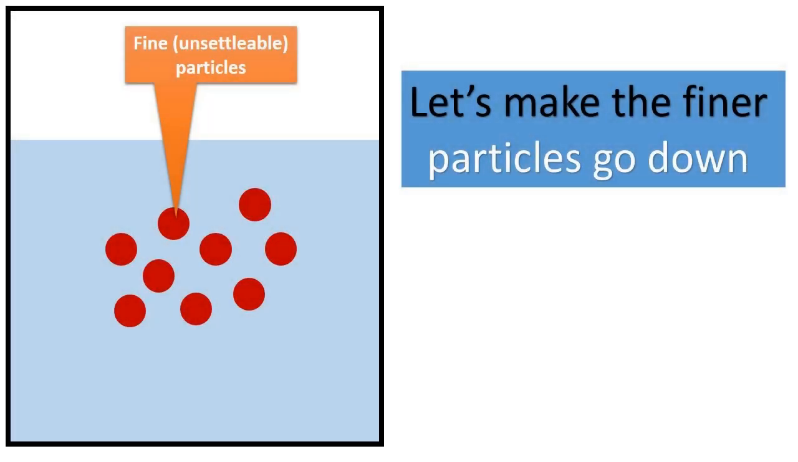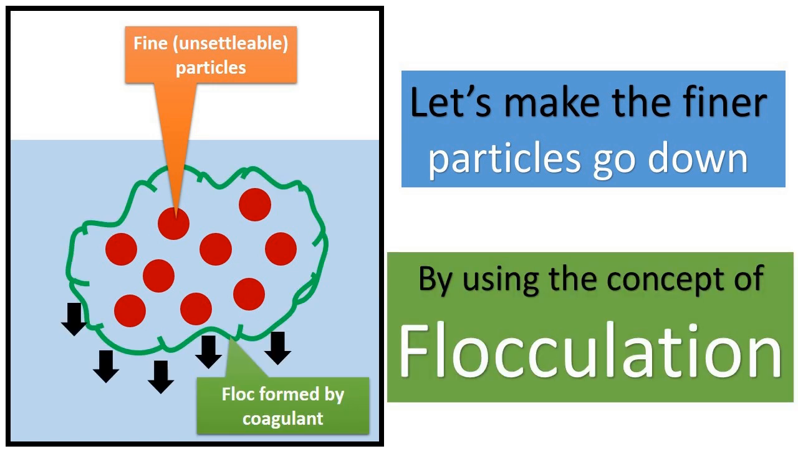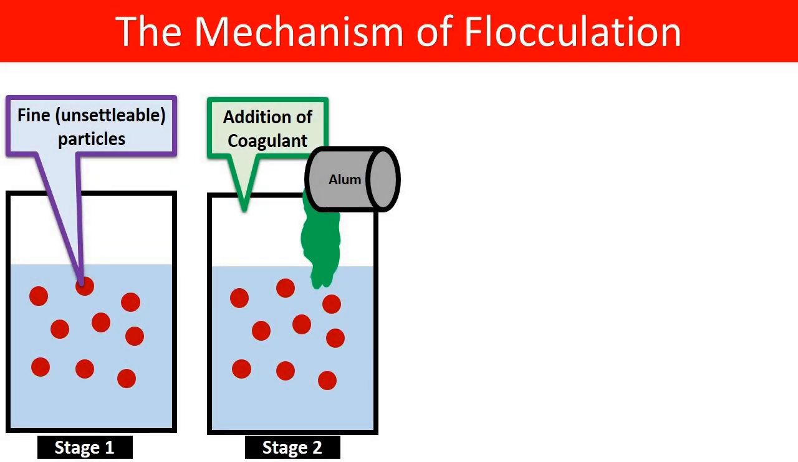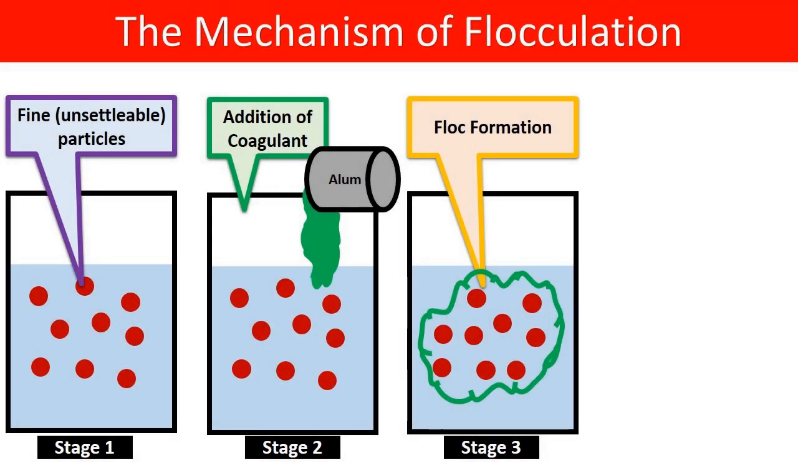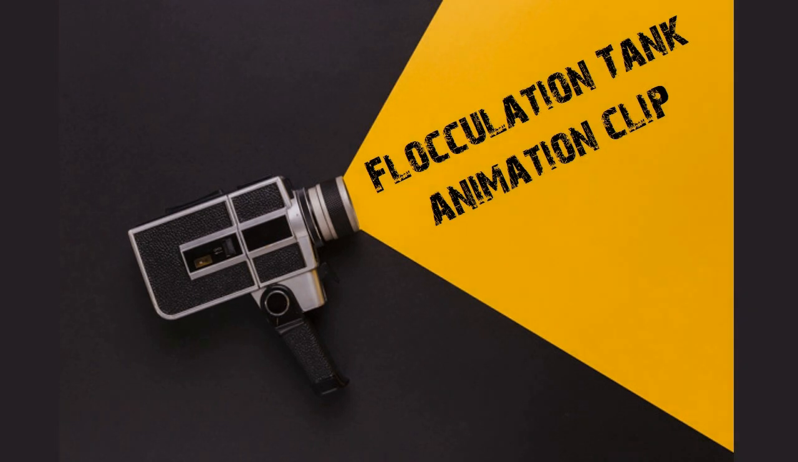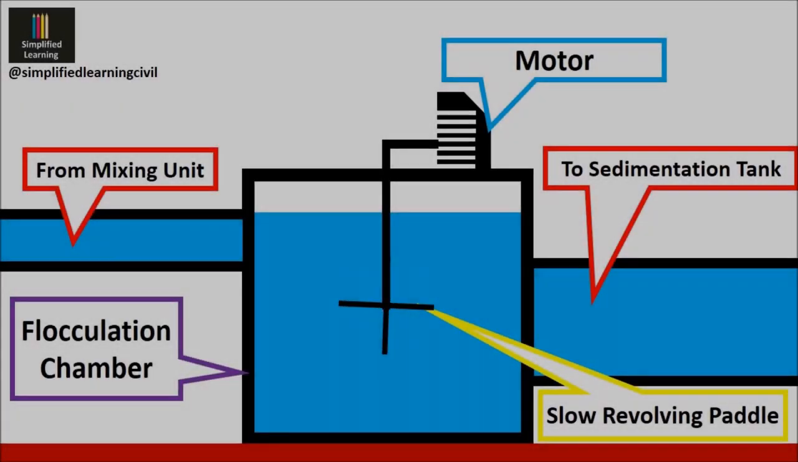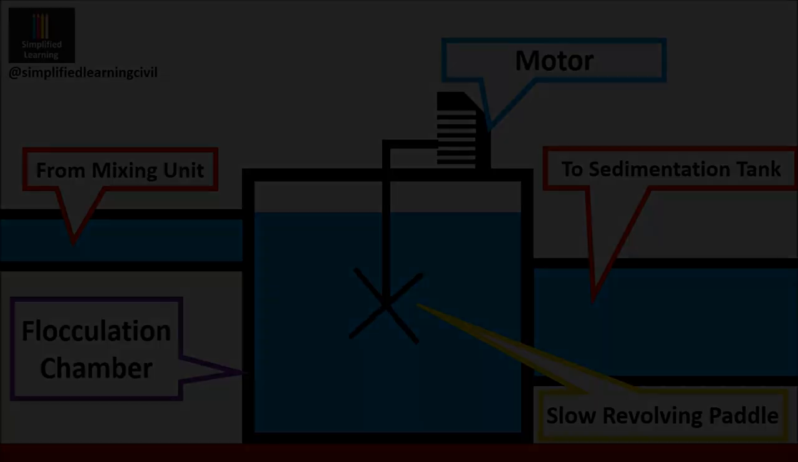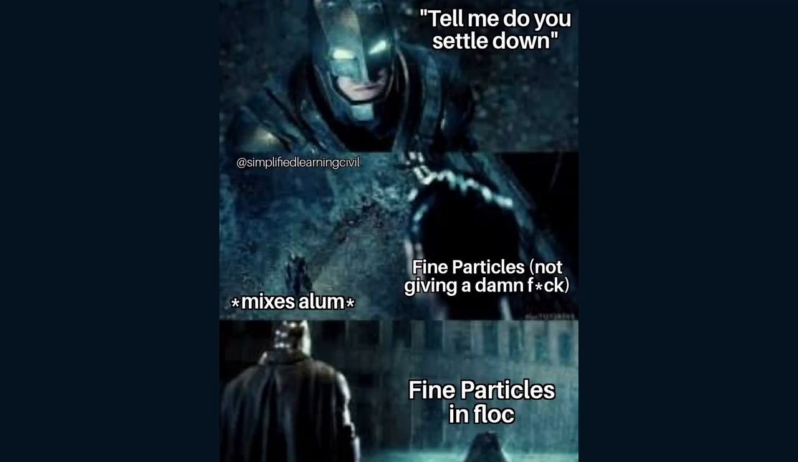In order to make the finer particles in wastewater settle down, we go for flocculation. In flocculation, aggregates or simply flocs of particles are forced to form by causing collision between them, by mixing a coagulant, and the slow paddles in the flocculation tank aid the floc formation. Okay, roll in the flocculation tank clip. So, carrying out flocculation makes the removal of particles easy by settling or filtration.